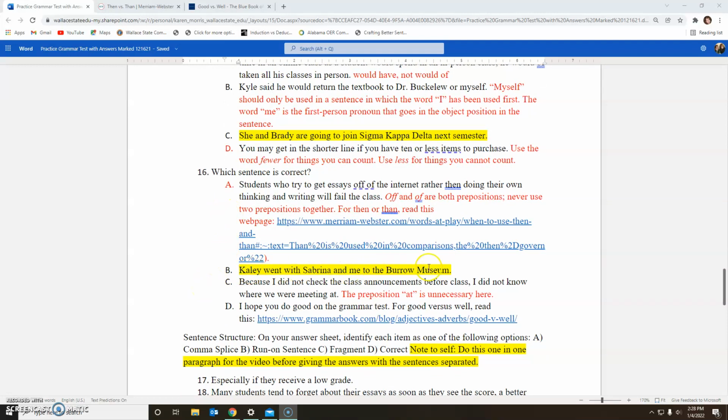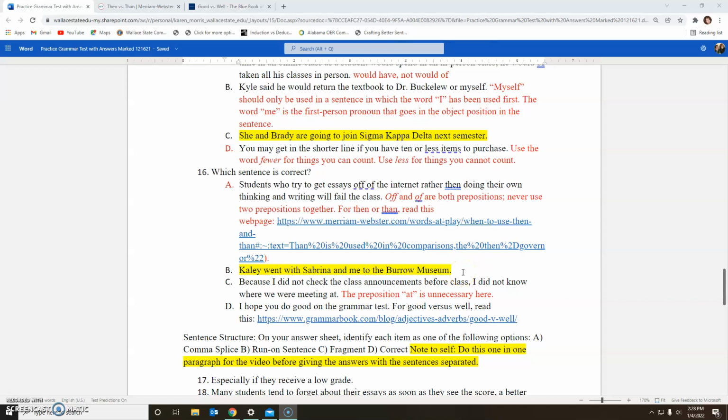You can see that sentence B is correct. That's one where people might want to use the word myself, and it's really just me because we don't have the word I in there anywhere. So Kaylee went with Sabrina and me to the Burrow Museum.